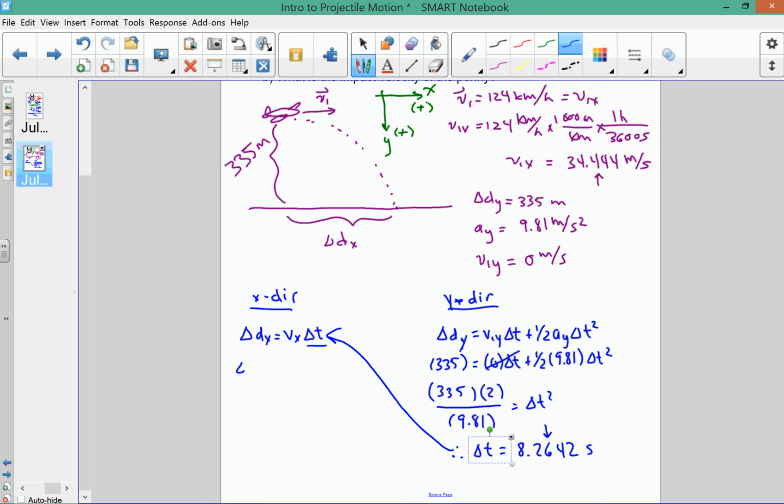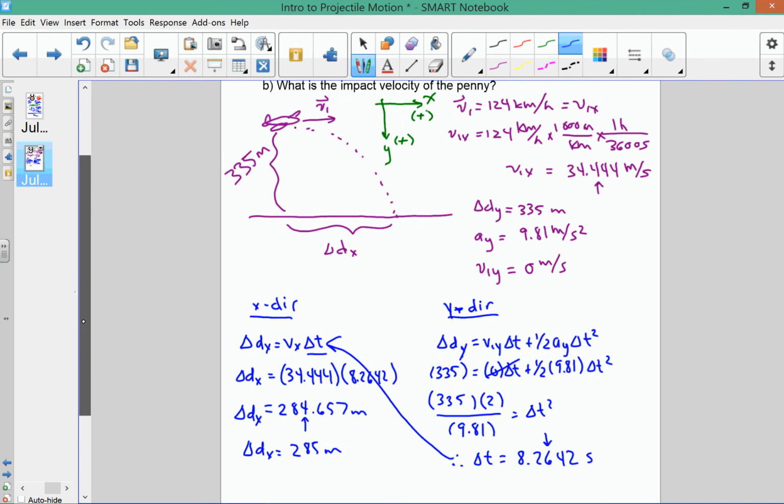So now all I need to do to find the horizontal range is substitute in my x velocity and the overall time, 8.2642. And I'm using lots of decimal places so I don't introduce any rounding error. So this comes out to be 284.657 meters. But since I'm only interested in this to 3 significant figures, that is 285 meters.